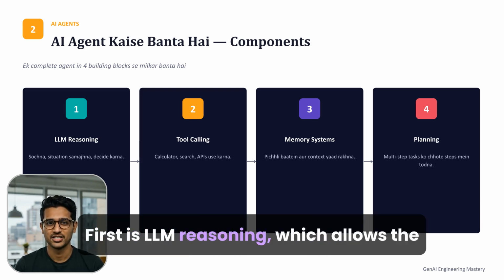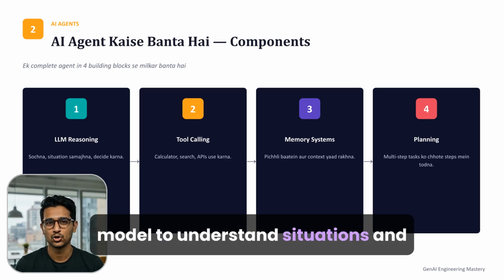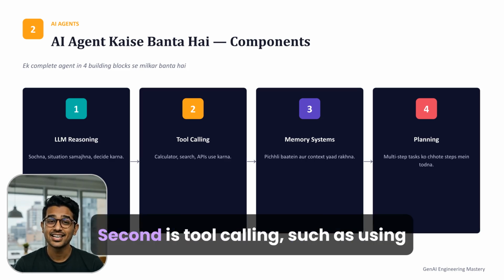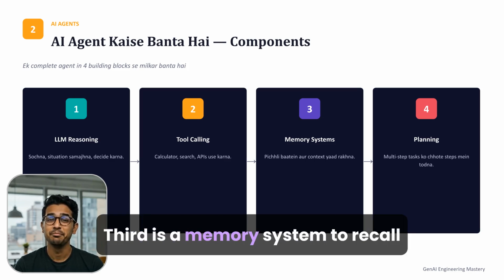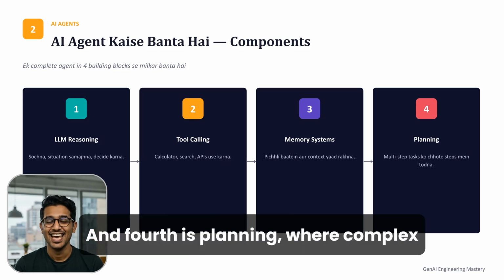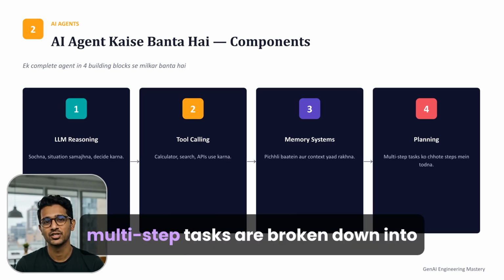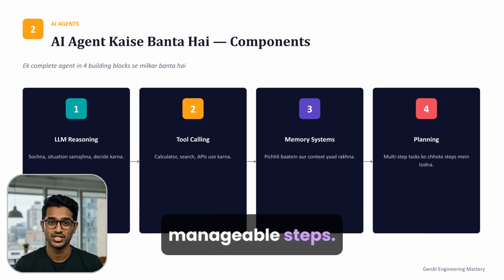First is LLM Reasoning, which allows the model to understand situations and make decisions. Second is tool calling, such as using calculators or APIs. Third is a memory system to recall context. And fourth is planning, where complex multi-step tasks are broken down into manageable steps.